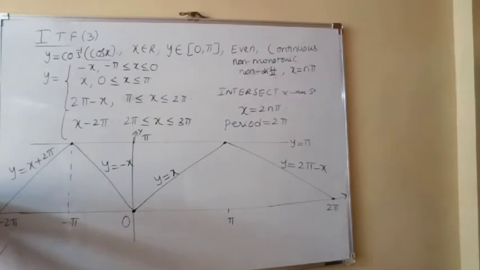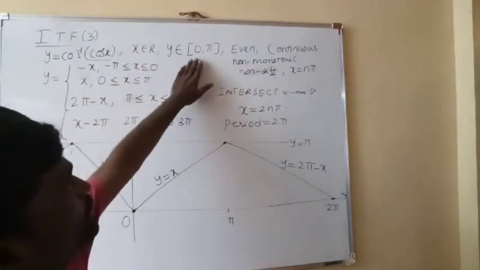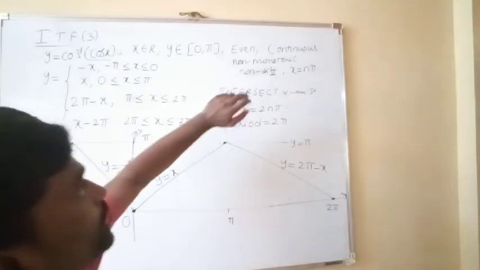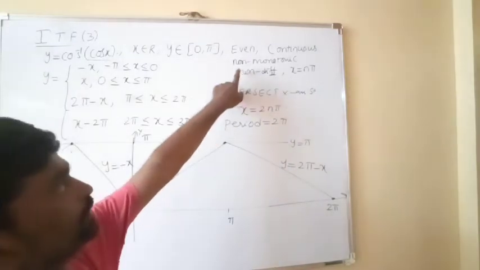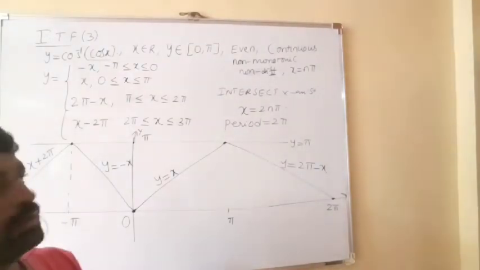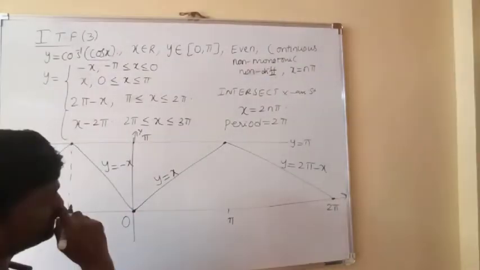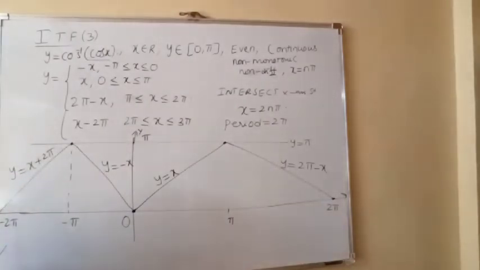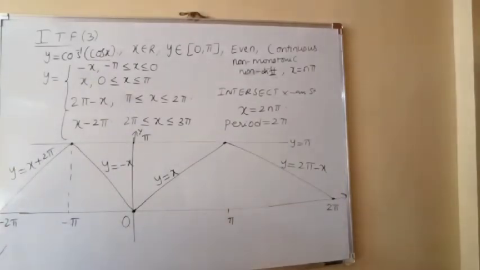Suppose you want to draw the secant inverse of secant x graph. Its domain is R, and range is 0 to pi other than pi by 2. Secant inverse of secant x is also an even function. It is continuous in its domain, non-monotonic, and non-differentiable at all multiples of pi. It is similar to cos inverse of cos x, but this function is not defined at which points? At all odd multiples of pi by 2.